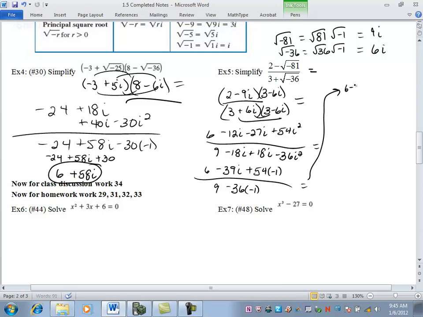Well, 6 minus 54 minus 39i, all over 9 plus 36. 9 minus 54 is negative 48, minus 39i over 45. And then we can reduce: negative 16 over 15 minus 13 over 15 i.